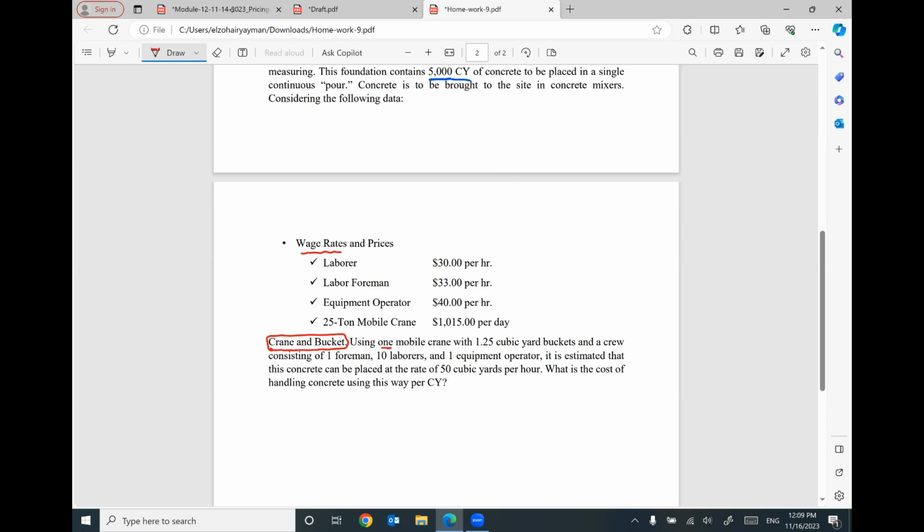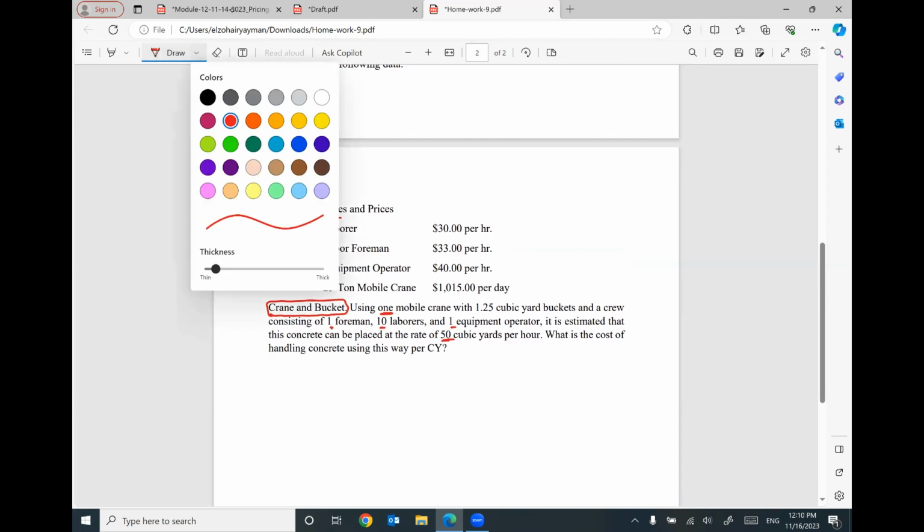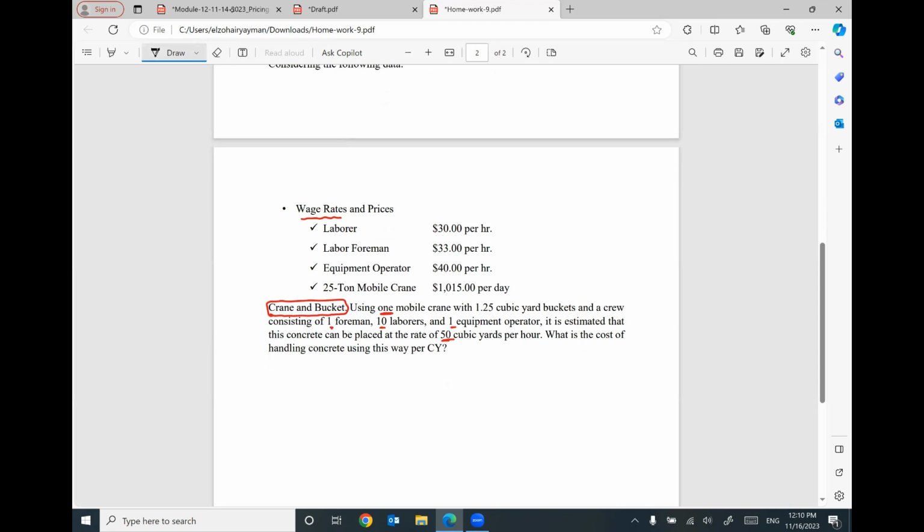I'm going to use one crane, and a crew of 1 foreman, 10 laborers, 1 equipment operator, and the productivity rate will be 50 cubic yards per hour. So this option will give you the productivity rate of 50 cubic yards per hour.